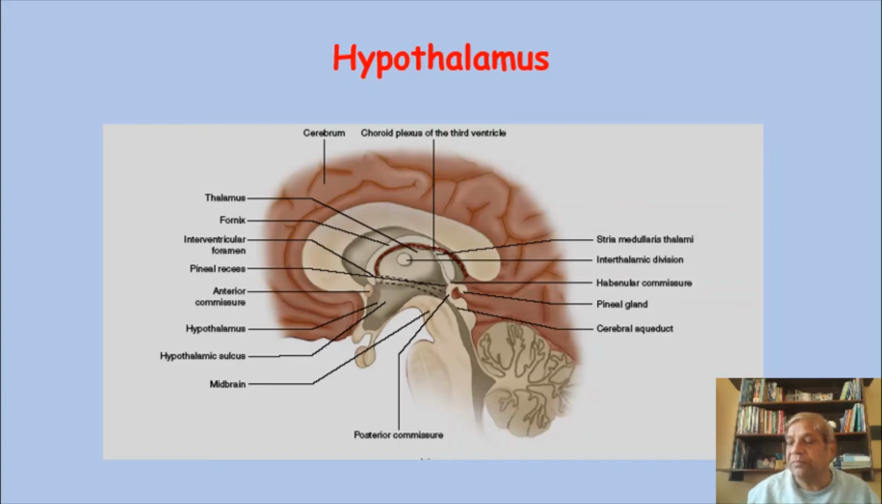the hypothalamus. The hypothalamus, on the right as well as on the left side, lies below the thalamus. That means the thalamus is dorsal to it, and the hypothalamus lies below this thalamus. This is the thalamus, as we have seen in our last video. This is the fornix, and then this is the septum pellucidum, the corpus callosum, and this is the thalamus.